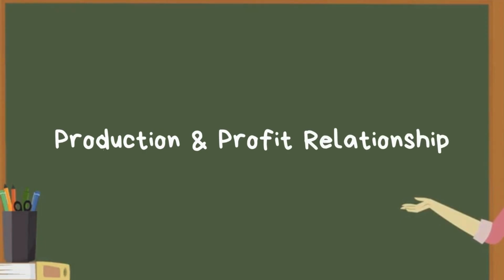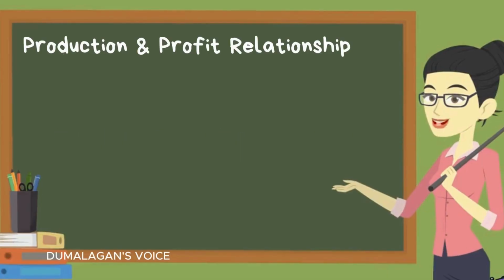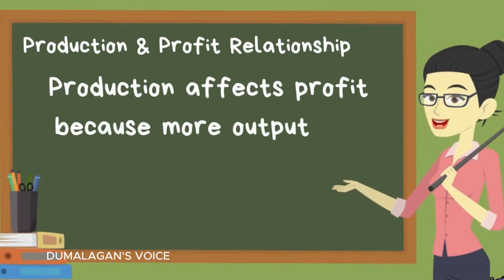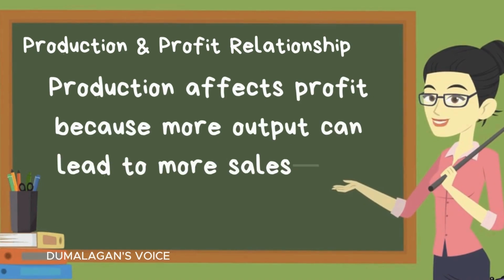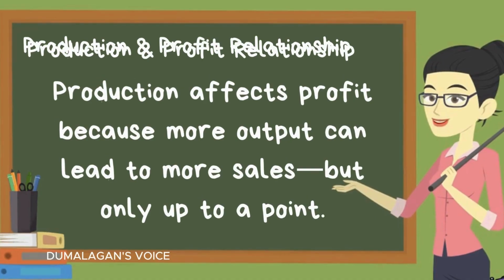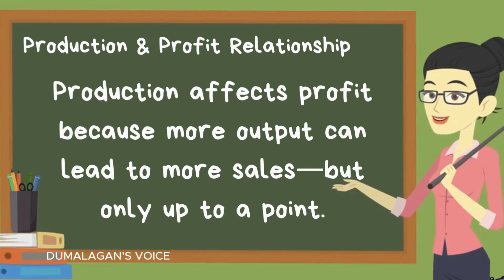Production and profit relationship. Production affects profit because more output can lead to more sales, but only up to a point. This means that producing more output generally leads to more sales and profit. However, this is only true up to a point. If production increases too much, cost can rise faster than sales, eventually reducing the profit.